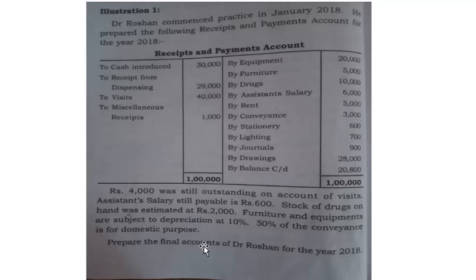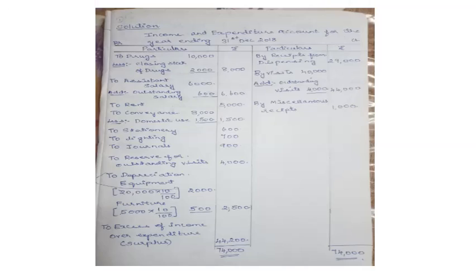Prepare the final accounts of Dr. Roshan for the year 2018. So the final accounts of Dr. Roshan have to be prepared. When it is a doctor, you can understand it is a professional account. So when it is a professional account, we have to prepare two accounts here, that is the income and expenditure account and the balance sheet of Dr. Roshan. Okay, now let us go to the solution of the income and expenditure account.